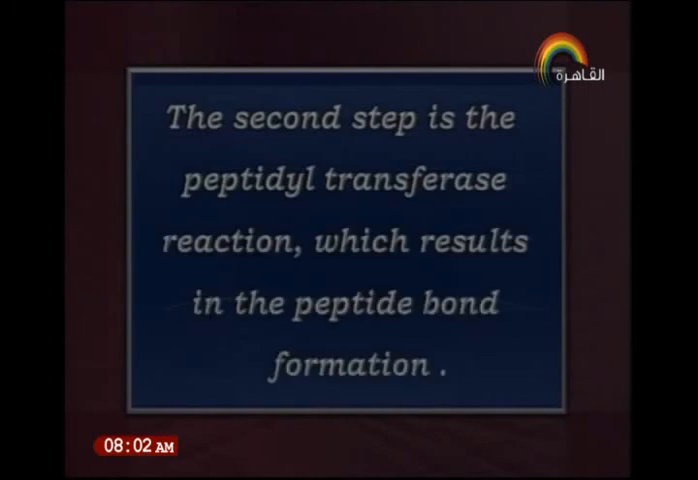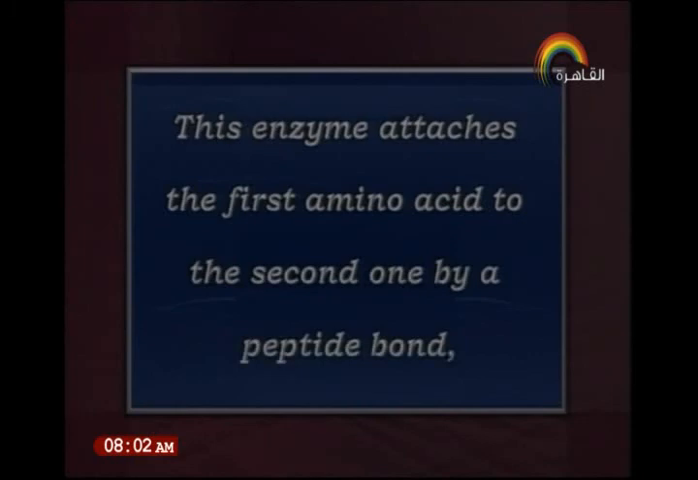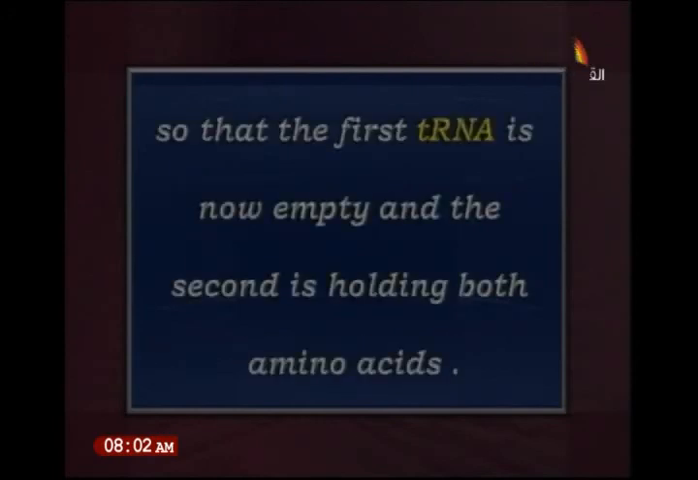The second step is the peptidyl transferase reaction, which results in peptide bond formation. The peptidyl transferase enzyme, which catalyzes the reaction, is an integral part of the large ribosomal subunit. This enzyme attaches the first amino acid to the second one by a peptide bond, so that the first tRNA is now empty and the second is holding both amino acids.